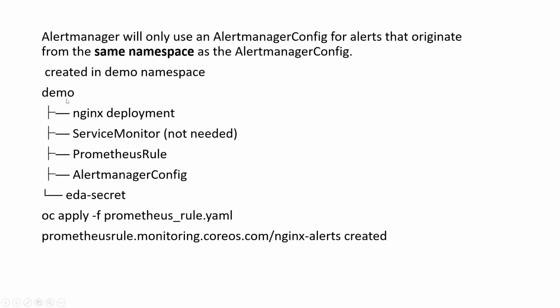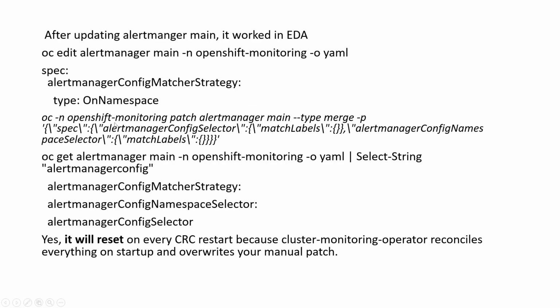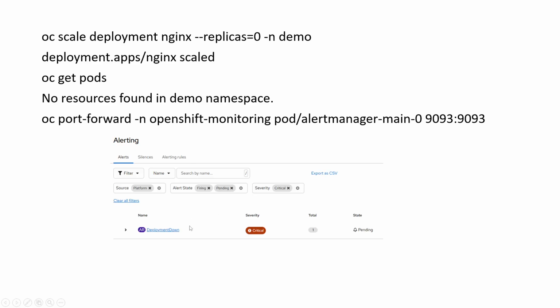For the demo namespace, we need to capture the alert for the Nginx deployment. Then the Prometheus rules should be configured in that demo namespace. This is manually deploying Nginx with replica zero, and once we deploy it, there is no resource found in the demo namespace. To view the Prometheus rules, we need to use oc port-forward, so that we can see in the GUI that the deployment is down.